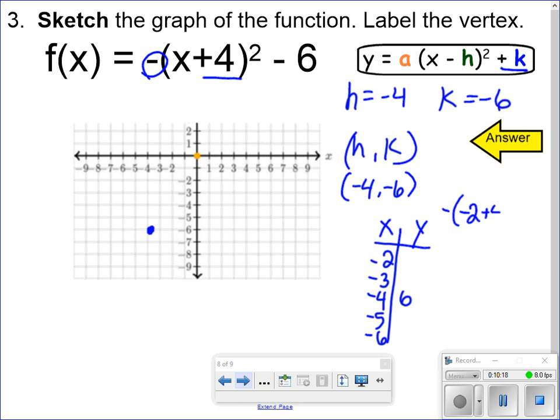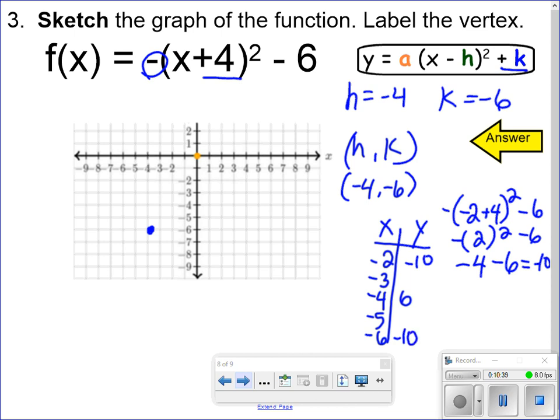-2 plus 4 squared minus 6. Well, -2 plus 4, that's 2. Minus 6. 2 squared is 4. So it's going to be -4 minus 6. That's -10. So for -2, I have -10, which means that for -6, I'll also have -10.